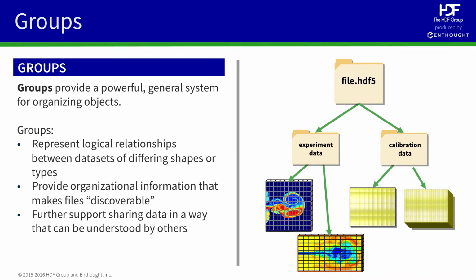The final HDF5 building block is groups. Groups are an extremely powerful way to organize objects in your file and provide structure. Much like folders in your file system, HDF5 groups are used to represent logical relationships between objects that have different shapes or types. And because groups can be discovered and browsed, much like folders, they're a big piece of making your HDF5 data self-describing.